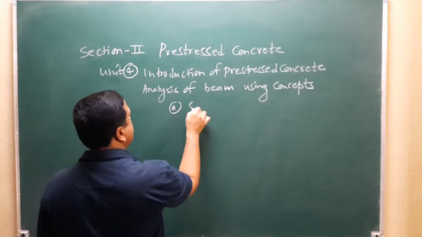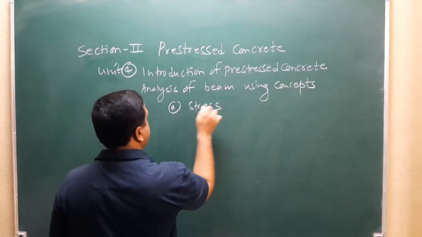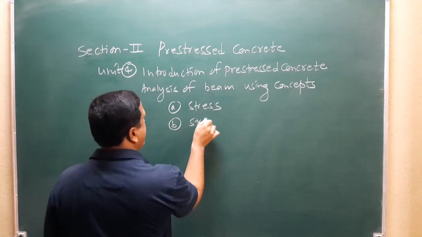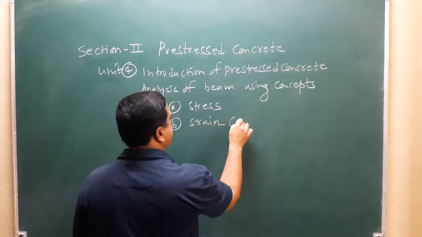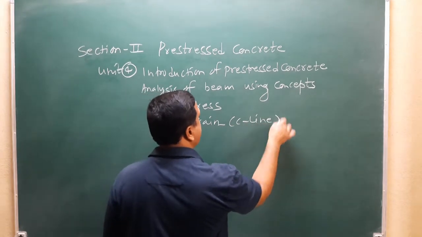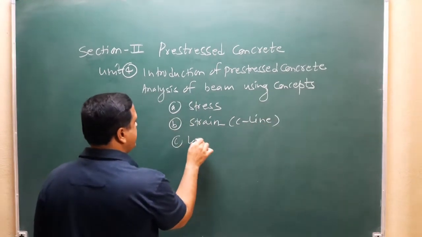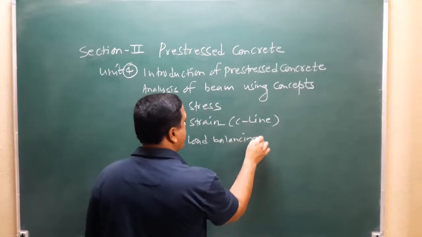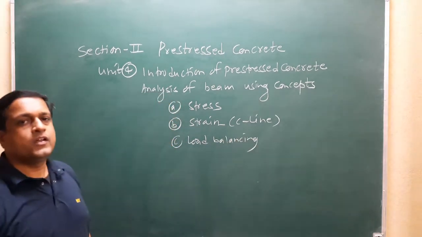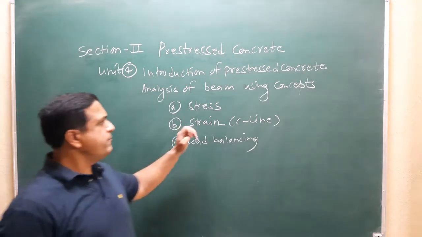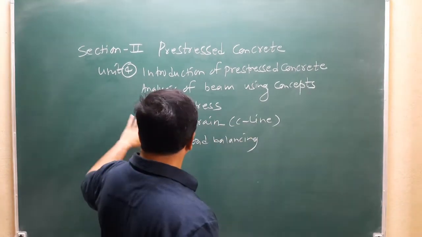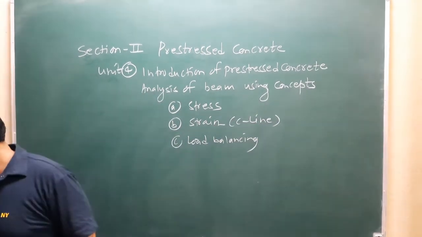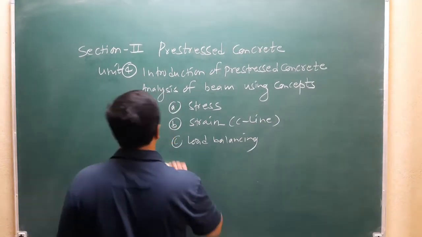Concept number 1, first is the stress concept, second is the strain concept, what is called a C-line concept, and finally load balancing concepts. So these are the contents of unit number 4.